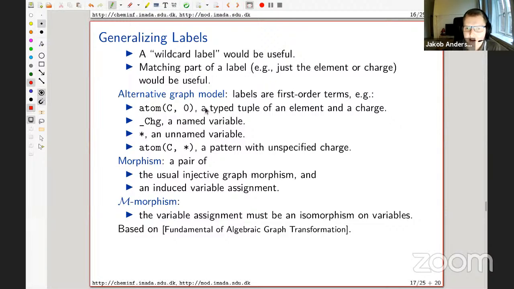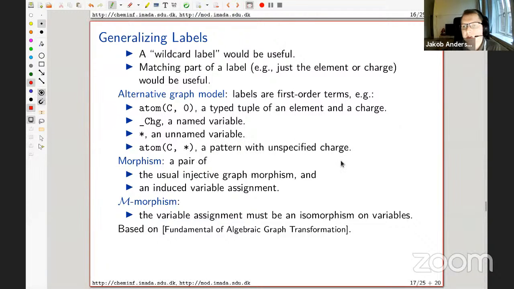If you're familiar with Prolog, this might look familiar. So here, for example, we could just introduce some type for a tuple and say, well, the first entry is the atom type, and the second entry is here 0 for the charge. Or we could have a variable here, signified by having an underscore in the beginning, or we could have an unnamed variable star in the system. So in this manner, we could now specify in a rule, for example, hey, I want to match an atom of type C with whatever charge.